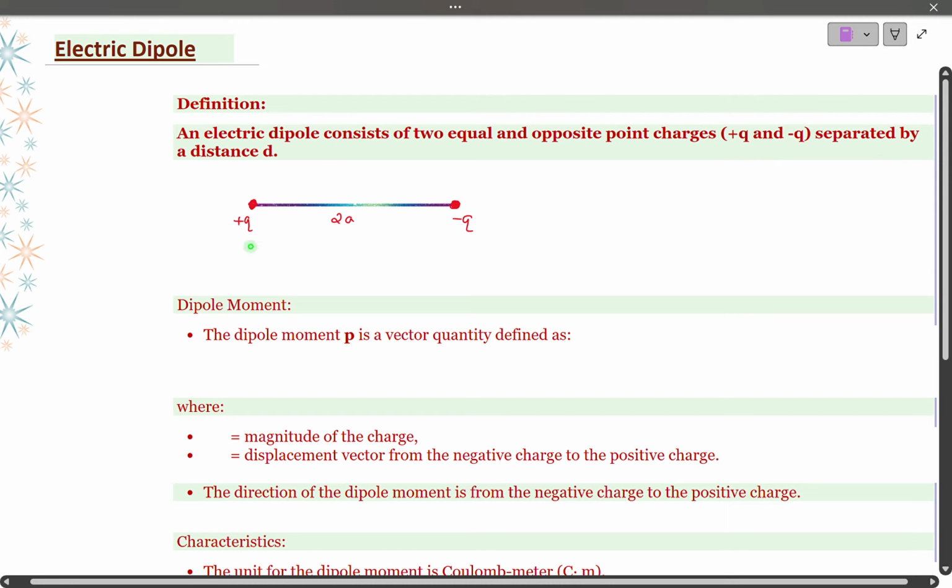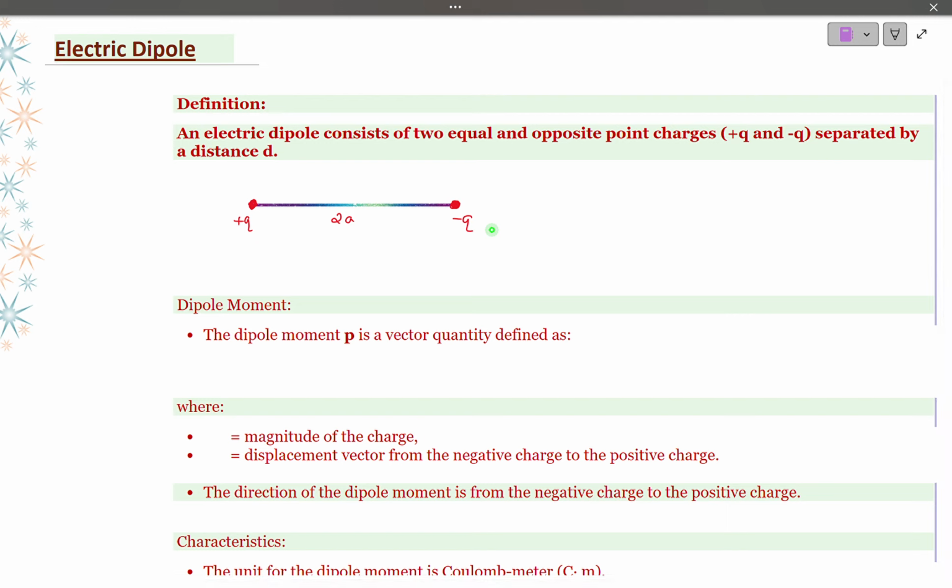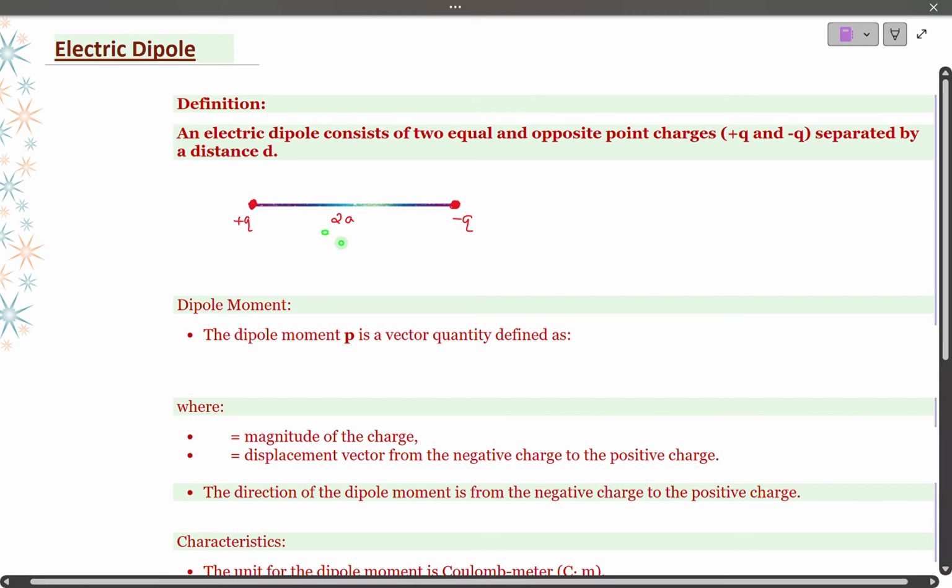That means two equal and opposite charges are represented by plus q and negative q. Both charges have equal magnitude, and the two charges are separated by a small distance 2a. So this is a diagram which represents an electric dipole. Electric dipole means two equal and opposite charges separated by a very small distance.